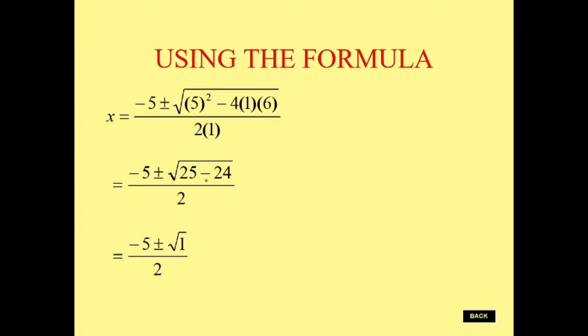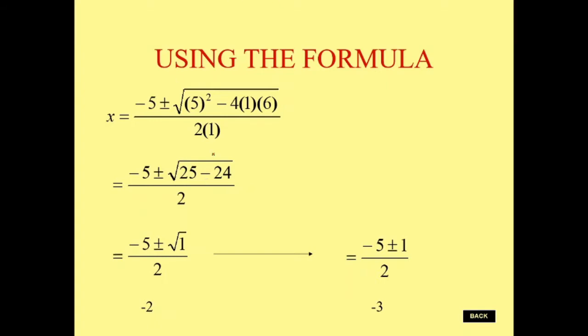So essentially I've got minus 5 plus 1 divided by 2, and minus 5 minus 1 divided by 2. So I've got one answer of minus 2, which is minus 5 plus 1, which gives me minus 4, and I'll halve it. And my other one is minus 3, which is minus 5 minus 1, which is minus 6, divided by 2 is minus 3.